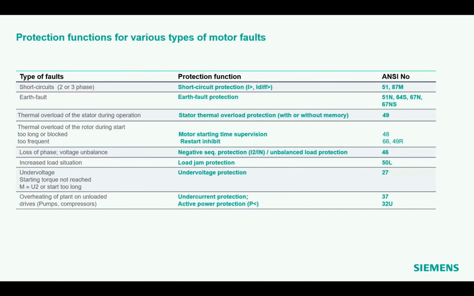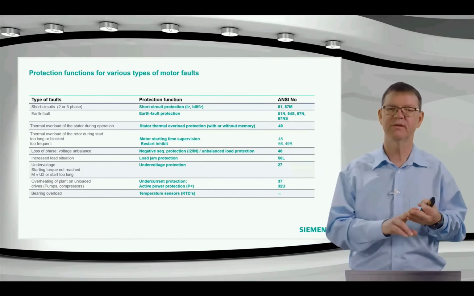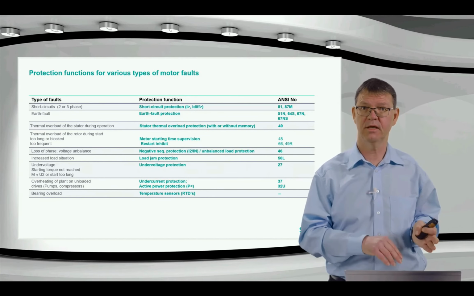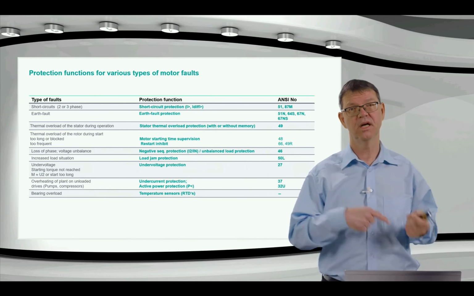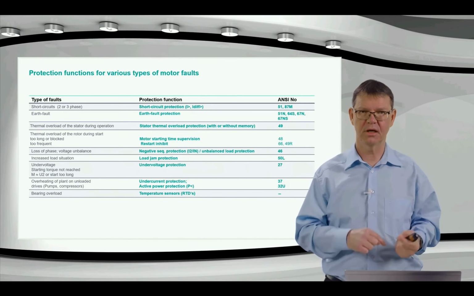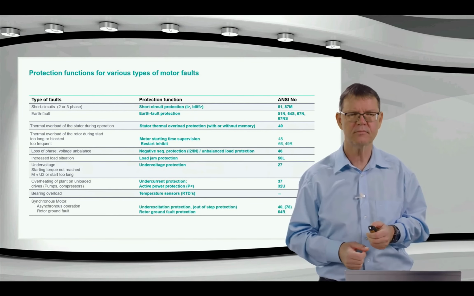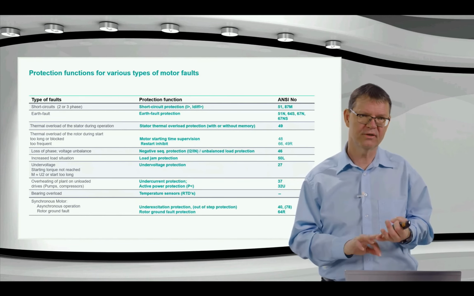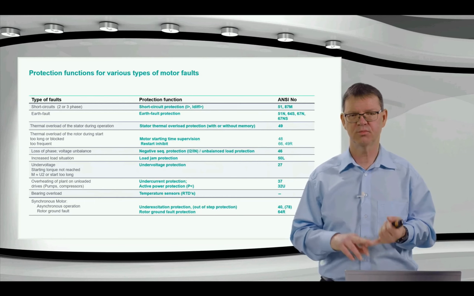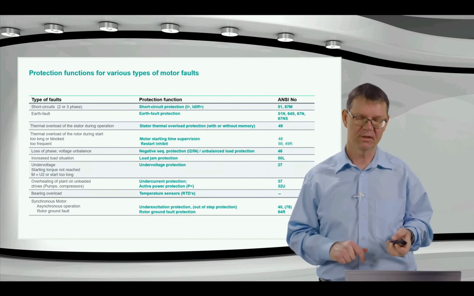Bearing overload: if the bearing heats up, we cannot detect this by measuring the current, but we can apply temperature sensors at the bearings. This is normally done, and we bring these temperature sensors to our SIPROTEC relays and give an alarm if the temperature is too high. Then for the synchronous motor, finally, we have some special functions like the under-excitation protection, out-of-step protection, rotor ground fault protection, and maybe a couple of others.